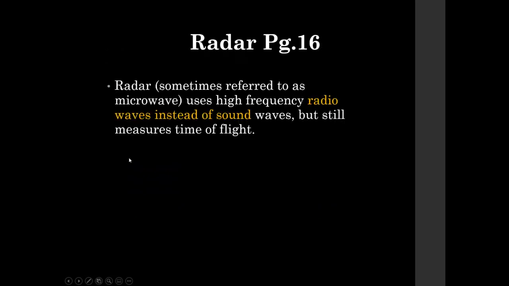Radar, again, very similar. The major distinction here between radar and ultrasonic is that radar, which is sometimes called microwave, uses high frequency radio waves instead of sound. That's the big difference. How it works is still called time of flight, meaning that the signal travels down to the surface and back. We divide that time by 2 in some simple math formula, and that tells us the distance that that signal had to travel.